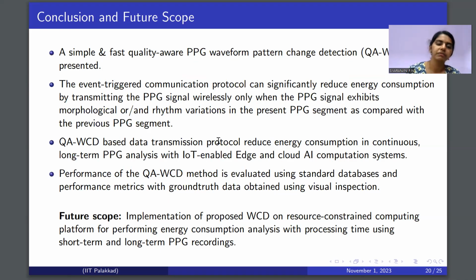Now, conclusion. In this study, we are presenting a simple and fast quality-aware PPG waveform pattern change detection method. And the event-triggered communication protocol can significantly reduce energy consumption by transmitting the PPG signal wirelessly only when the PPG signal exhibits morphological or rhythm variation in the present PPG segment as compared to the previous PPG segment. And the quality-aware waveform change detection method based data transmission protocol reduces energy consumption in continuous long-term PPG analysis with IoT-enabled edge and cloud AI computation systems.